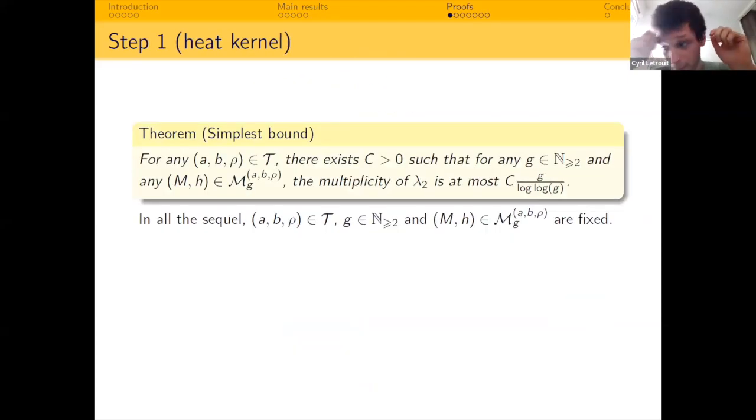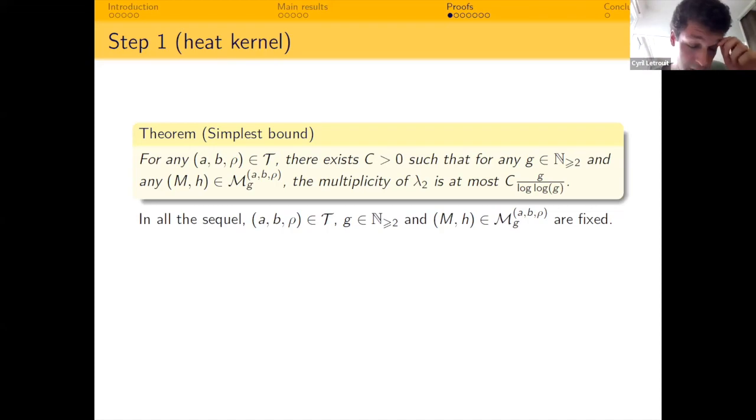So now I'm turning to the proof, and the proof has 5 main steps. And so I will try not to lose you. So remember, it's based on the trace method, and it's based on the heat kernel and on R-nets.